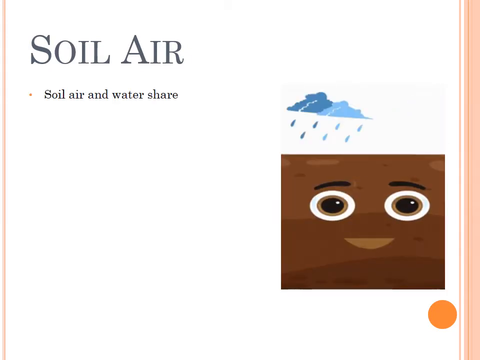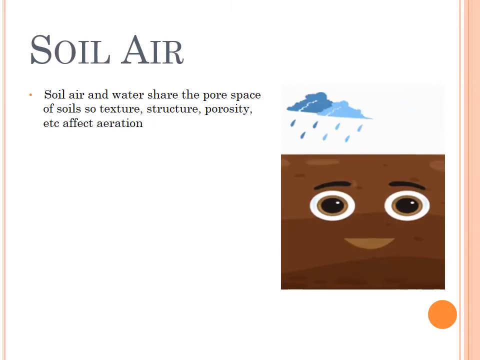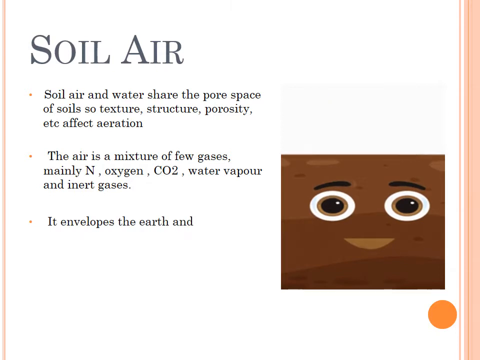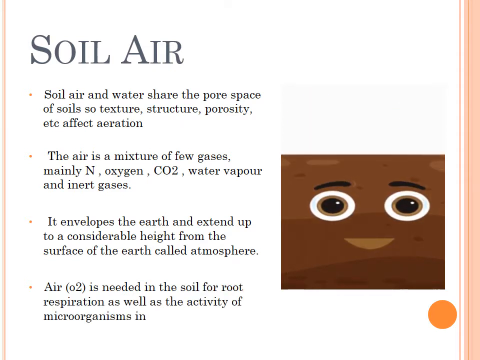Soil air and water share the pore space of soils, so texture, structure, porosity, etc. affect aeration. The air is a mixture of a few gases, mainly nitrogen, oxygen, carbon dioxide, water vapor, and inert gases. It envelops the earth and extends up to considerable height from the surface of the earth, called the atmosphere. Air is needed in the soil for root respiration as well as the activity of microorganisms.